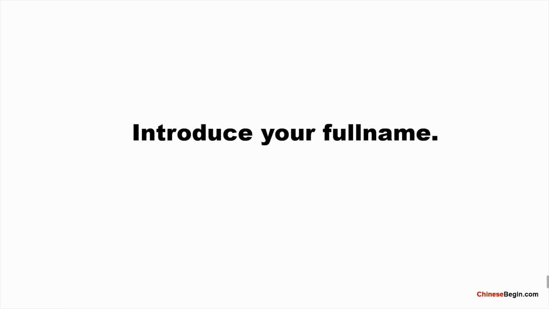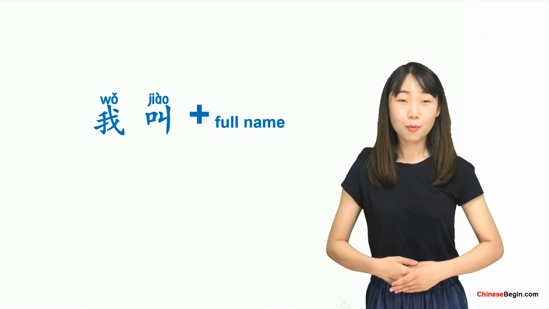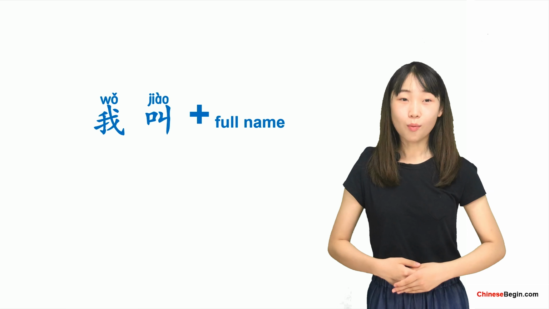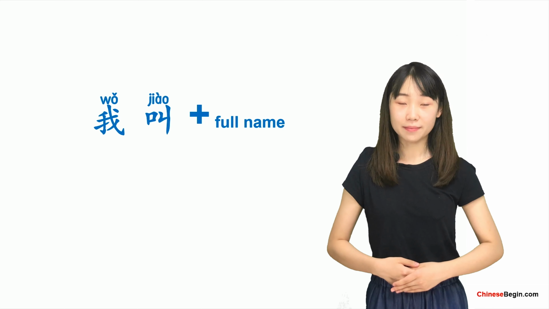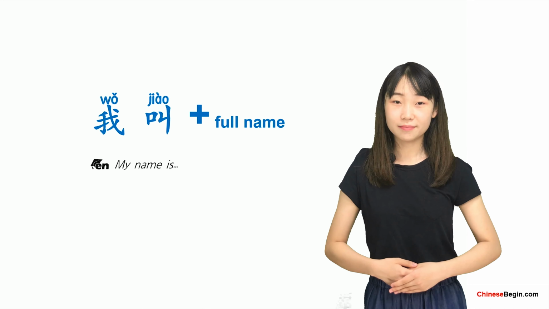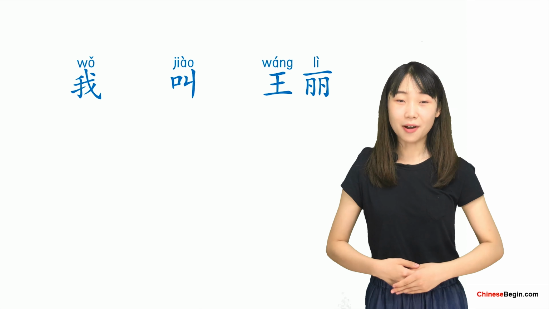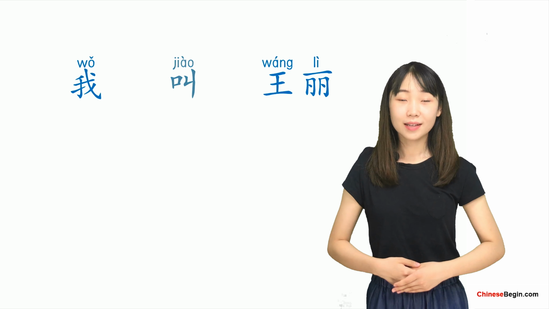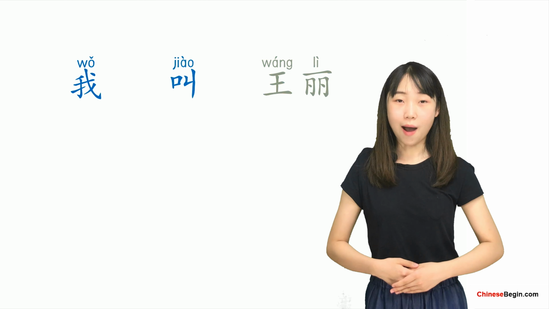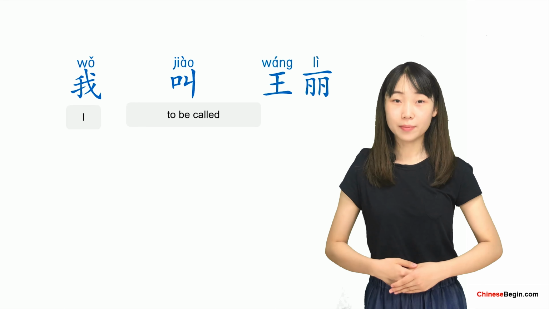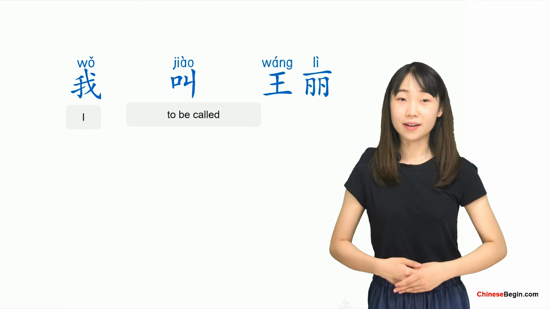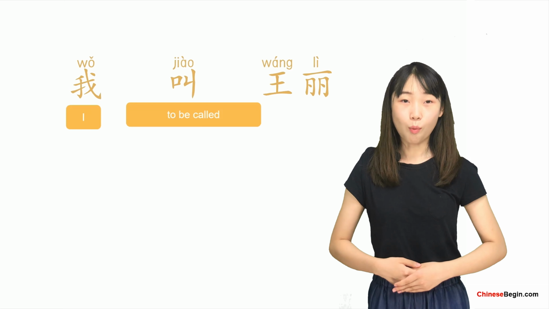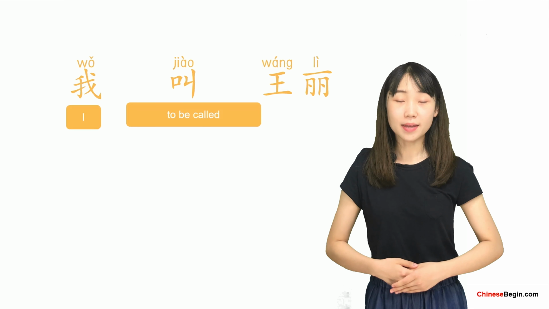Another way is to introduce your full name. When you introduce your full name, you can say 我叫, then add your full name, which means my full name is. For example, 我叫王丽. 我 means I. 叫 means to be called. Wang Ni here is a female Chinese name. 我叫王丽. My name is Wang Ni.